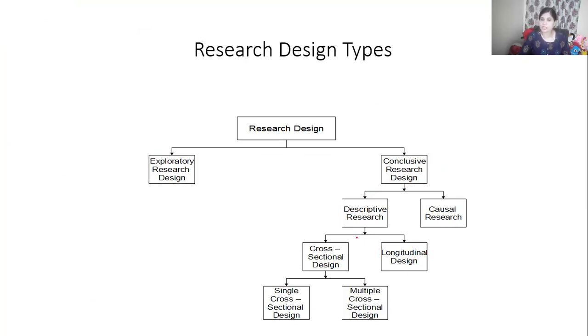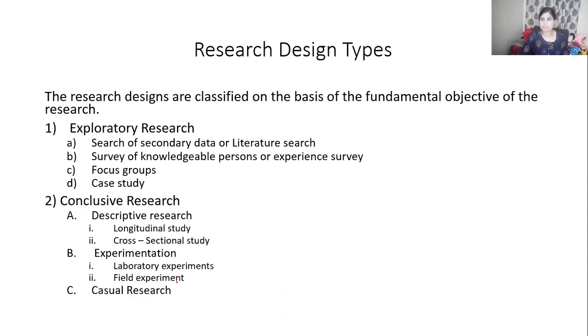Descriptive research is again divided into cross-sectional design and longitudinal design. Cross-sectional is again classified into single cross-section and multiple cross-section. We are going to discuss these types in detail. In exploratory research, we can see search of secondary data or literature research, survey of knowledgeable persons or experience survey, focus group survey, or case study method. These are the four types we are going to see under exploratory research.